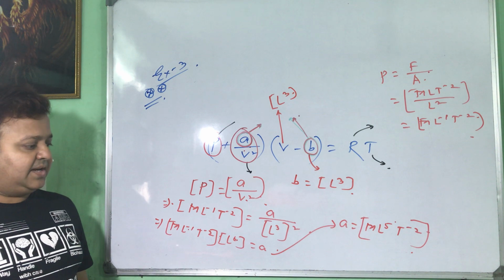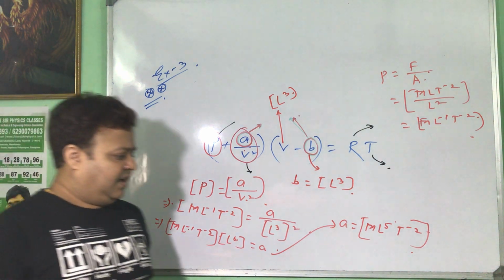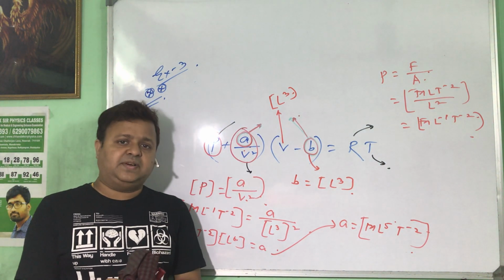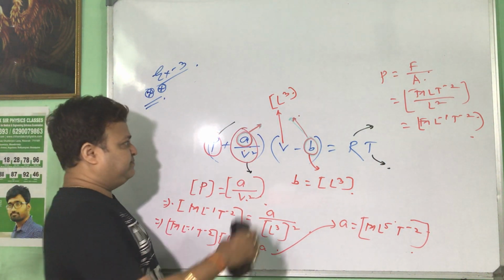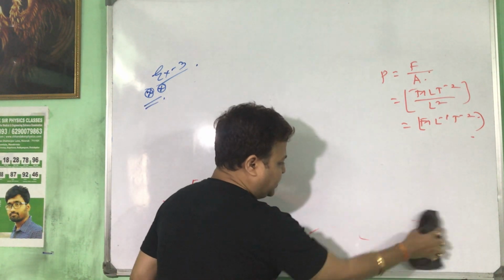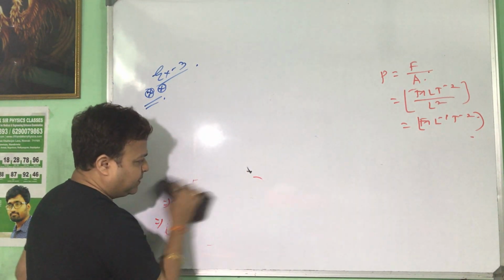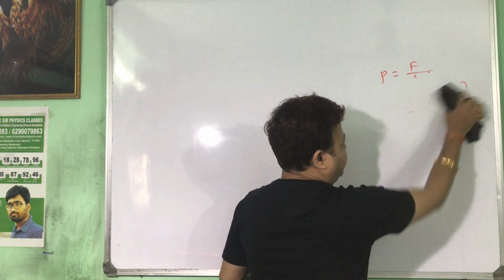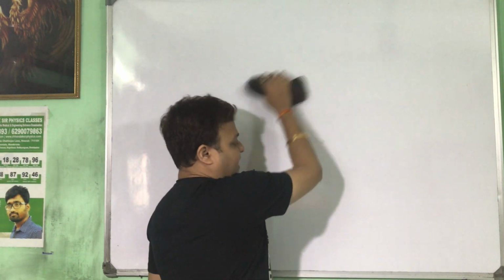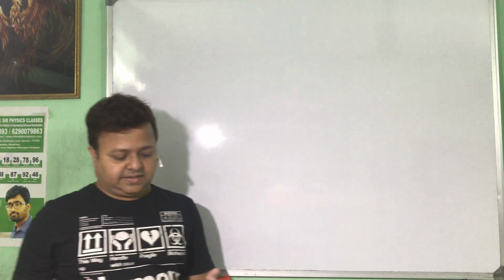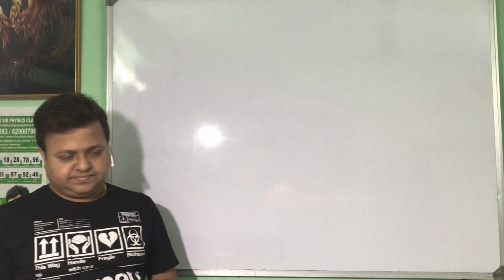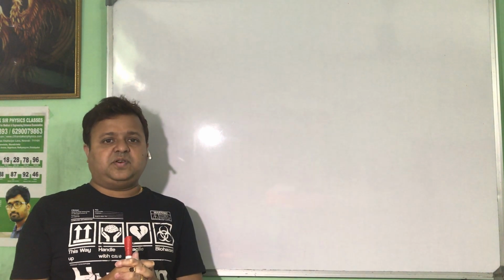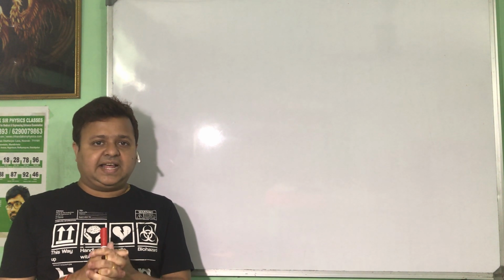Next, write down: any type of equation in physics can be obtained with the help of dimensional analysis. For example, any type of equation in physics can be obtained with the help of dimensional analysis.